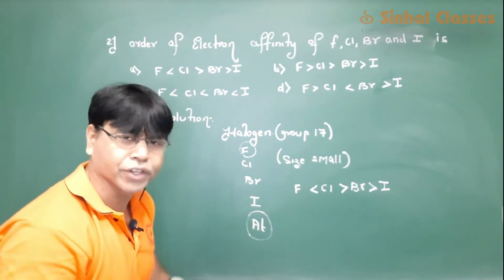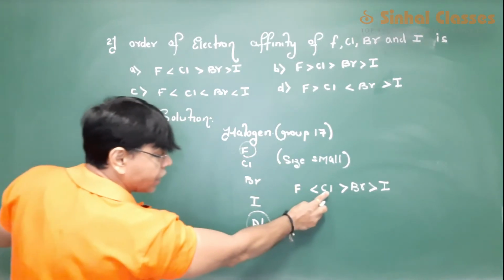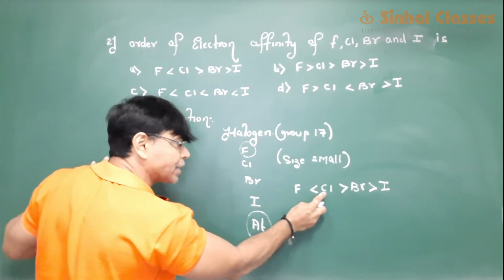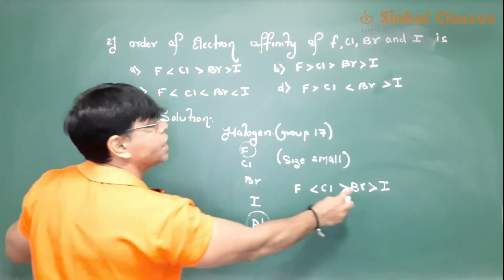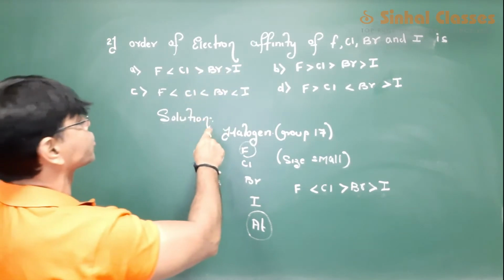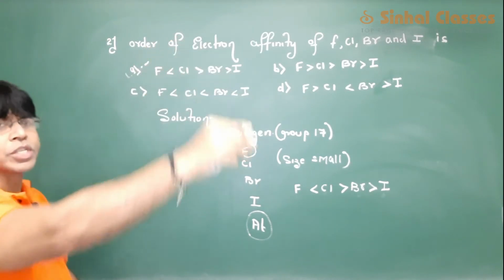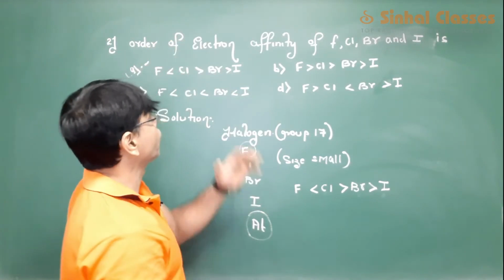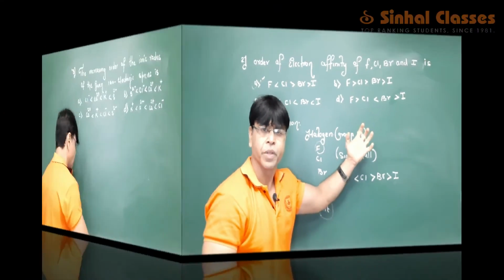So the answer for this question will be chlorine will have higher electron affinity than fluorine as well as bromine and iodine. So your option among these will be A, which is the correct answer for question number 2.